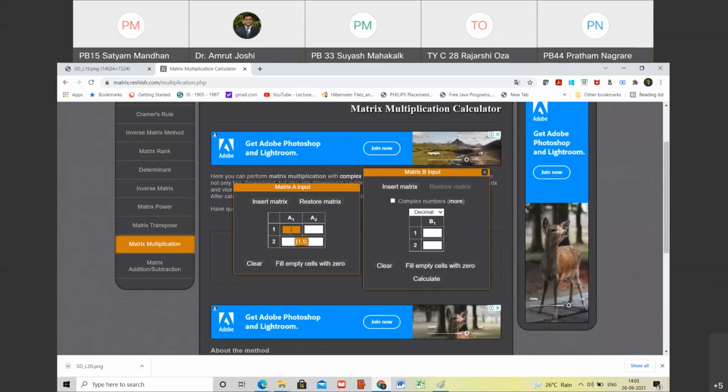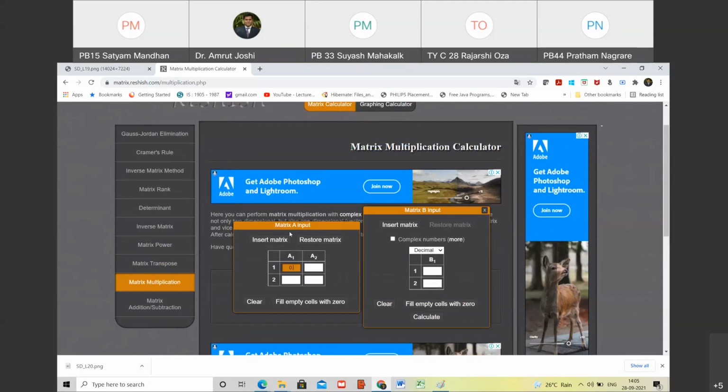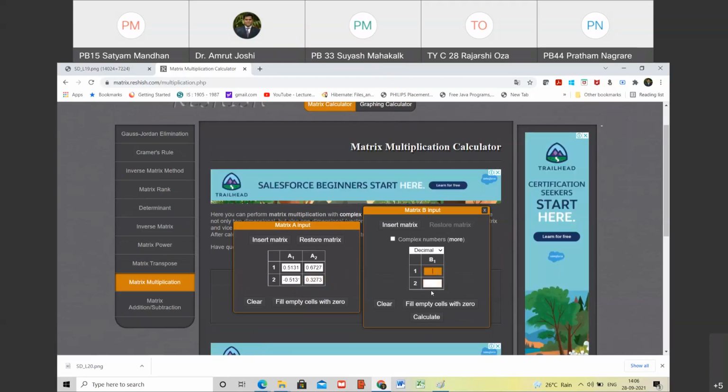Tell me the phi inverse matrix. 0.5131, then 0.6727, then minus 0.5131, and then 0.3273. Okay. And then what is the U matrix? That is plus 10 by 1000, and minus 10 by 1000. So let us do that.